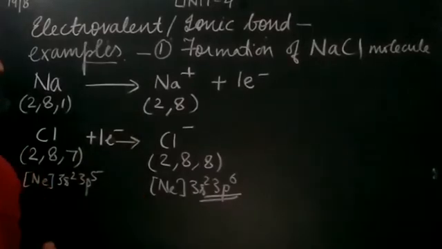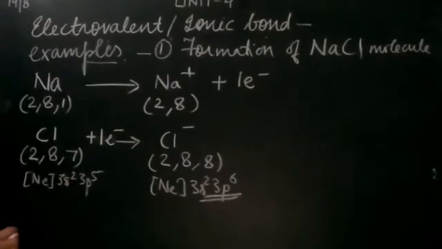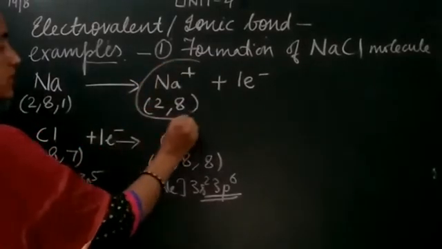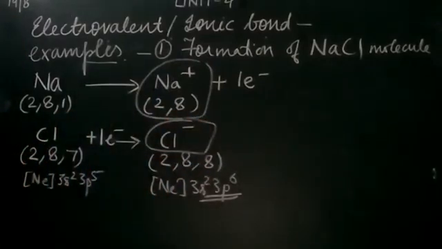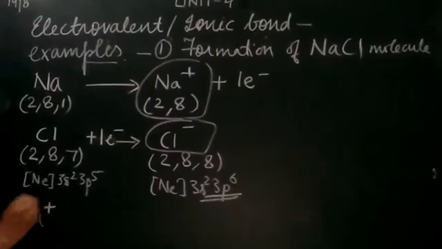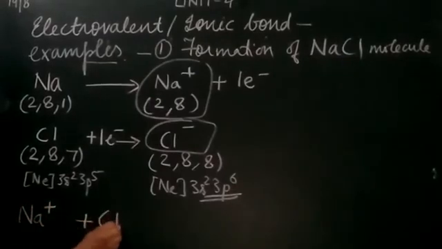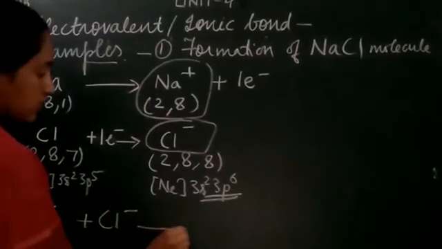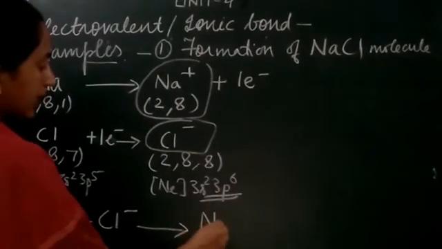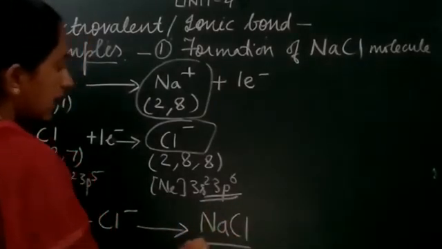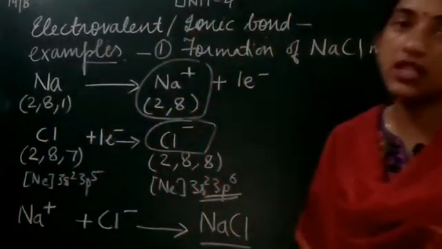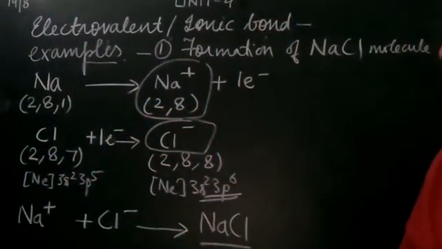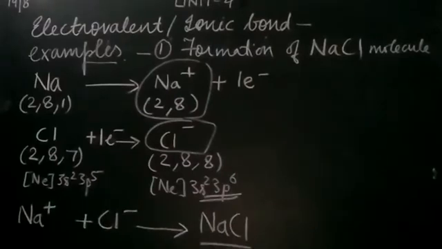Now the third step: the Na plus which has been formed and the Cl negative which has been formed are two oppositely charged ions. So the next step is that these two oppositely charged ions attract one another, come closer, and form NaCl. Right, students? So these are the steps for the formation of sodium chloride.